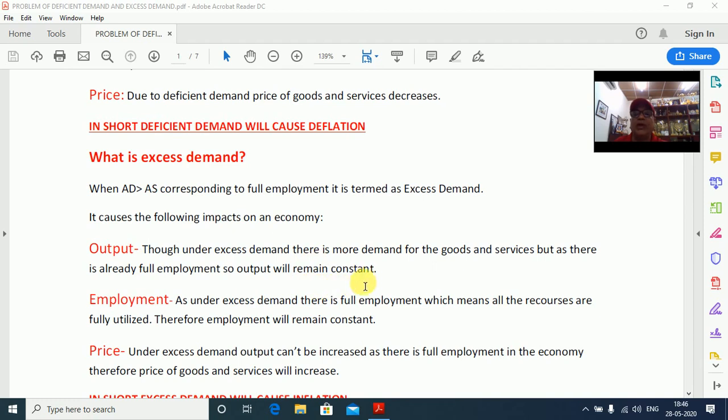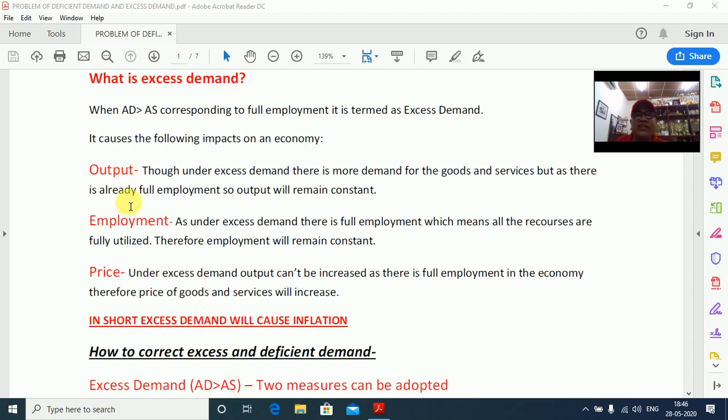Why is it going to remain constant? Because the economy already has full employment. So no resources left, no labor, no capital. From where will you increase the output? You cannot increase the output because there is full employment, and that's why employment cannot be increased. So both employment and output are going to remain constant. Under excess demand, output can't be increased as there is full employment in the economy. Therefore, the price of goods and services will increase.